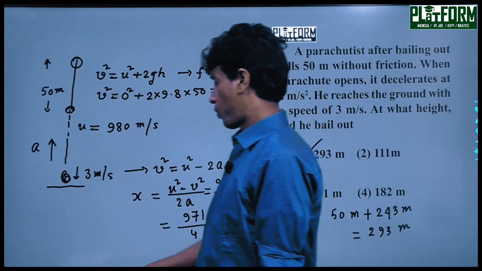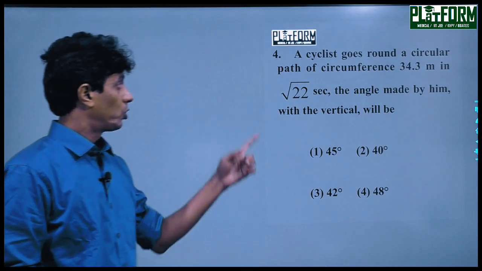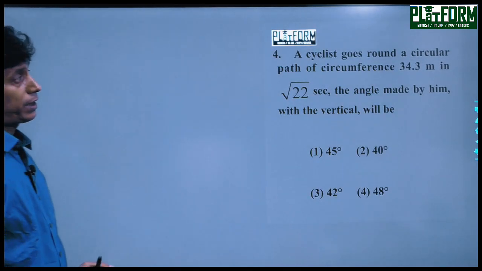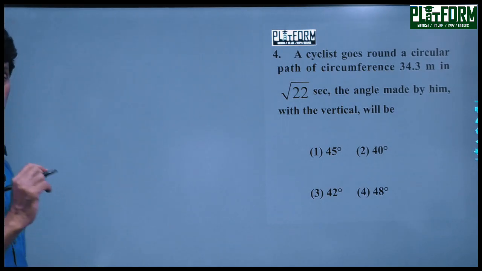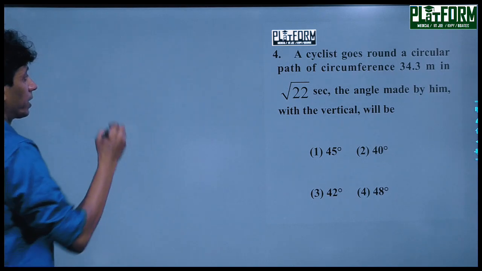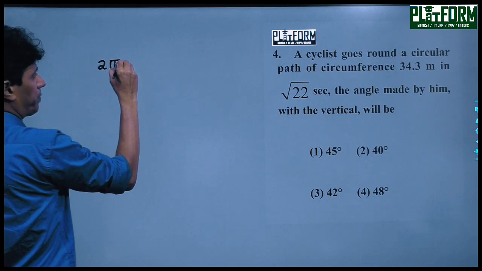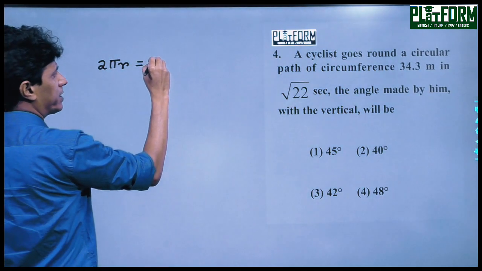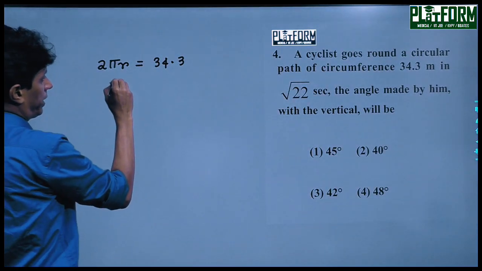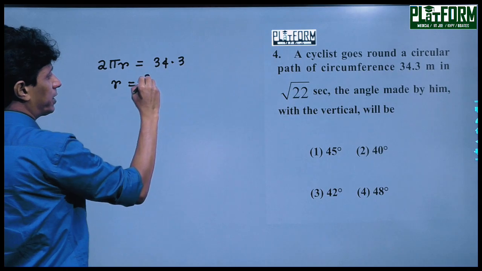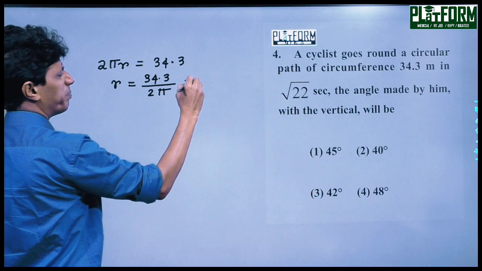Let us see the next problem of this session. A cyclist goes round a circular path of circumference 34.3 meter in root over 22 seconds. First of all, we know the circumference is twice pi r, and it is 34.3. So the radius of the circular path is 34.3 by twice pi meter.